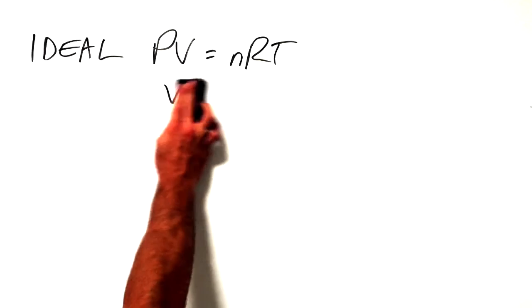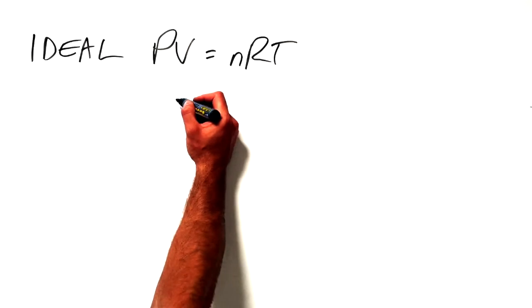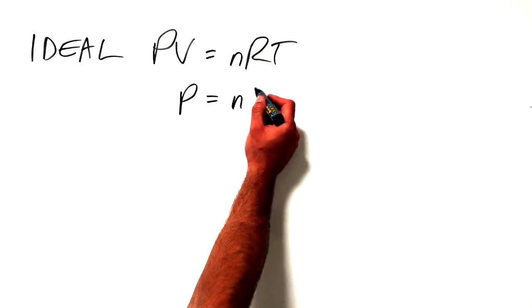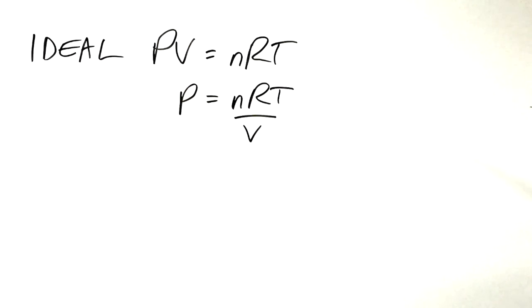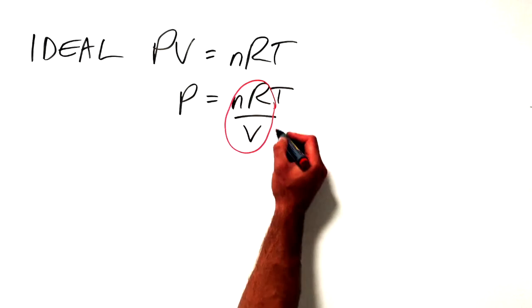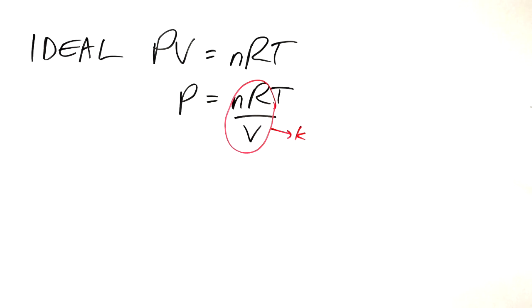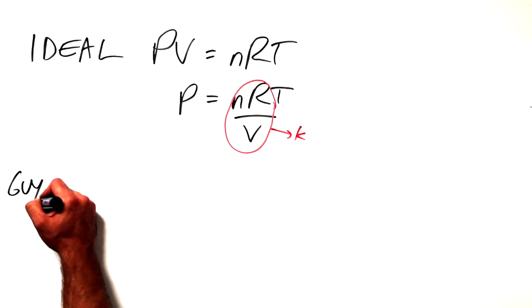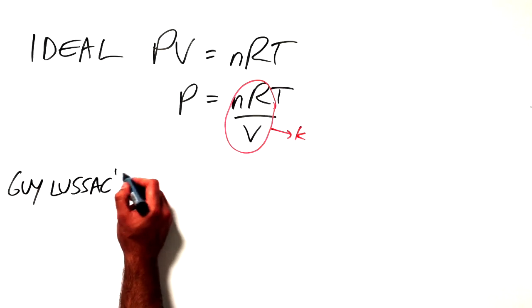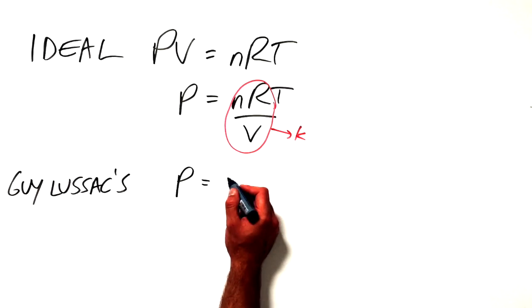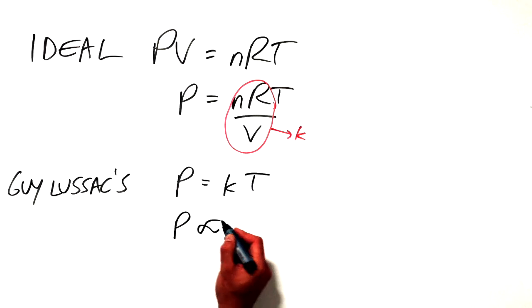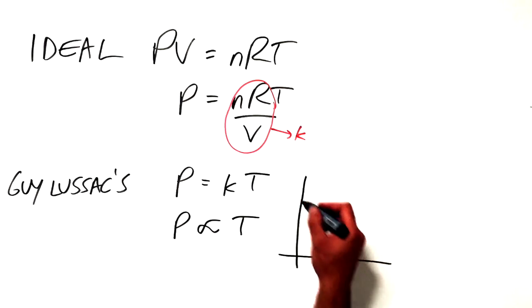So going back to the ideal gas law, PV equals nRT. If we set pressure as the subject, we get pressure is equal to nRT over V. So for a fixed mass at constant volume, we can extract Guy-Lussac's law, which shows that pressure is equal to a constant times temperature. And pressure is therefore directly proportional to temperature.